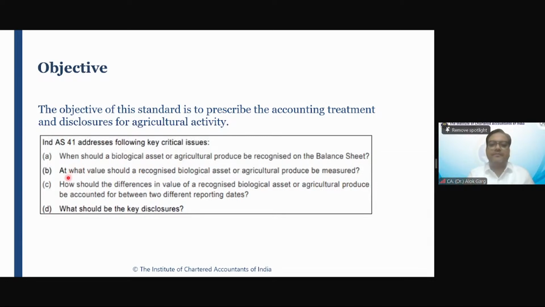Right. At what value should a recognized biological asset or agriculture produce be measured? So the first part is recognition. The first question talks about the recognition. This standard will tell you when a living animal or plant or agriculture produce has to be recognized. The second question is measurement. At what value?